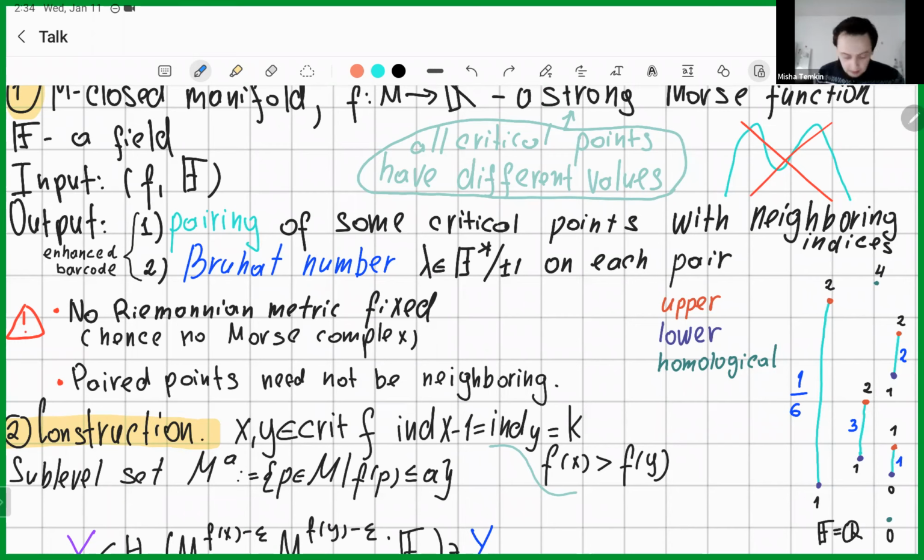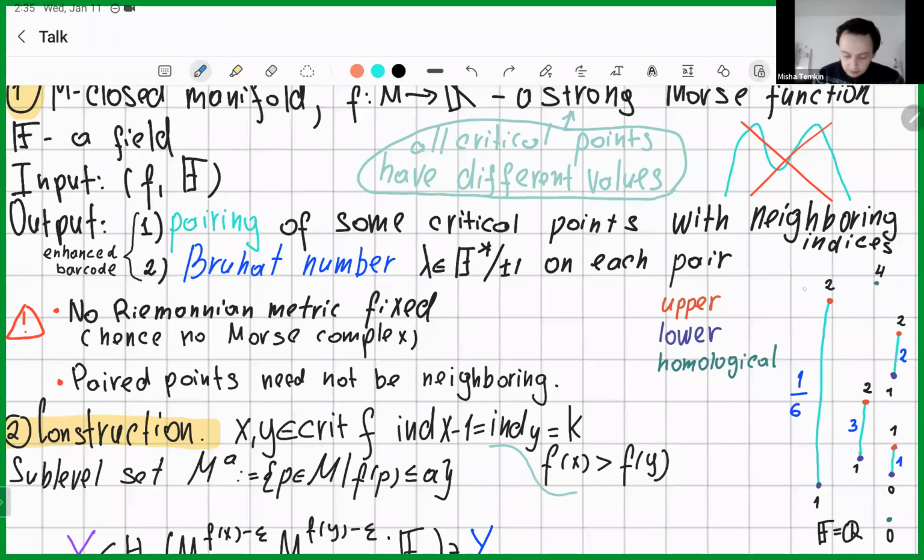I want to warn that I don't take a Riemannian metric as an input. There's no Riemannian metric fixed, and hence there's no Morse complex for this function f. The Morse complex only arises if the Riemannian metric is fixed, and it does depend on the metric, and I don't want to fix it. And the second warning is that paired points need not be neighboring in the sense of this linear order which I've been talking about earlier.